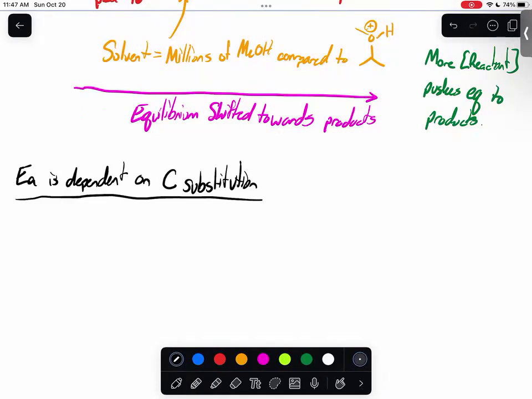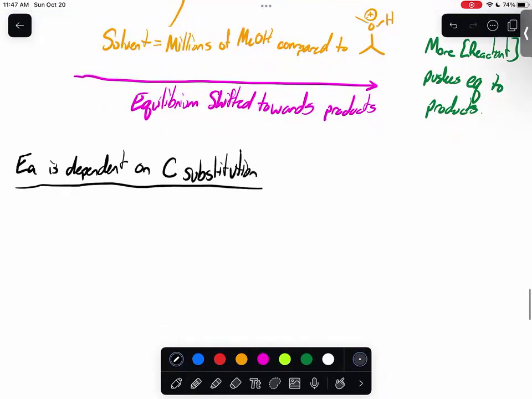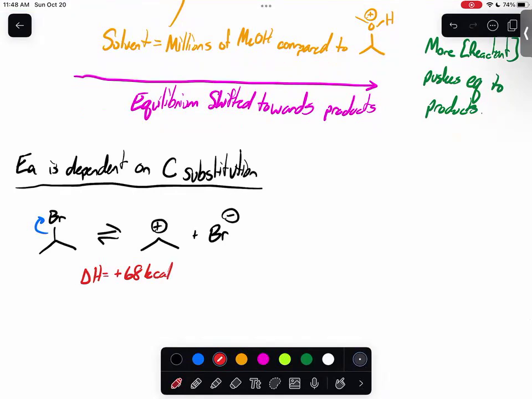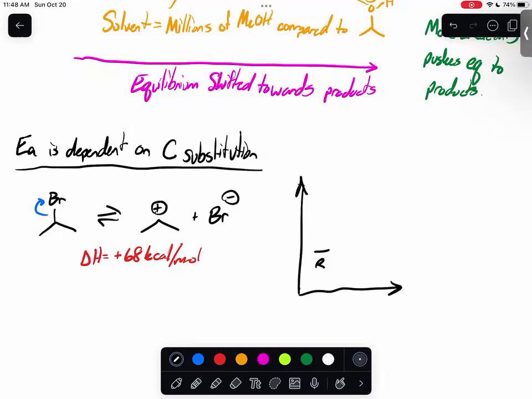And you can think of it like this. So in the case of the reaction that we were looking at here, right, we were saying that the first step is that our bromine leaves and we generate this carbocation with the Br minus. All right. And we've already said that the delta H of this step is about positive 68 kilocalories per mole. In terms of energy, we know that is endothermic, right? And on an energy diagram, it's going from the reactant to this intermediate one, right?